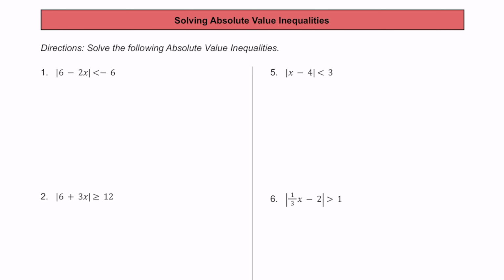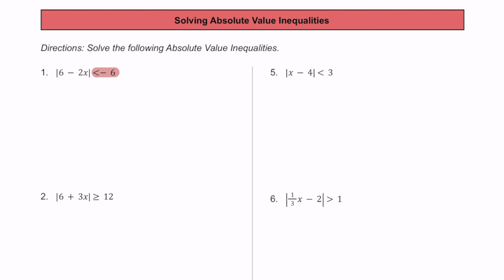Let's practice solving some absolute value inequalities together. For this very first practice problem, we have a pretty interesting scenario. We have an absolute value on the left side, and we are told that it is less than -6. Now, keep in mind that absolute value must be equal to 0 or higher. It can't be a negative value, so we can't take the absolute value of this expression on the left and have it be less than -6.